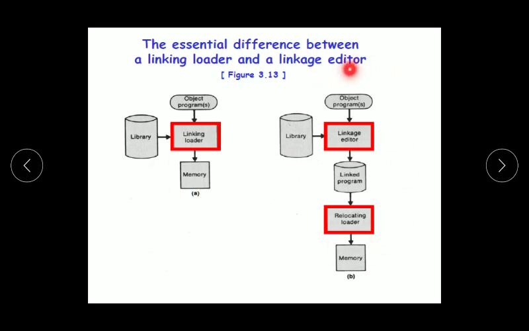But in the case of linkage editor, what happens is that the object program and some system libraries are linked together with the help of the linkage editor, and it will produce a linked program. An executable file will be produced. That executable file is loaded into the memory with the help of a relocating loader. Here we require a relocating loader. Here we don't want a relocating loader. Here there will be an intermediate file called the linked program. Here there is no intermediate file.